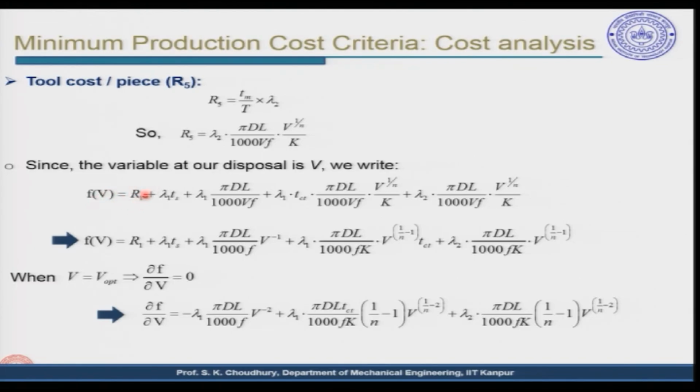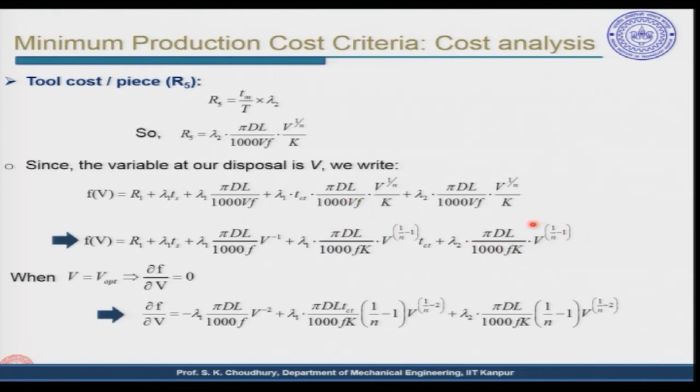That is equal to R1, which is independent of the cutting velocity, R2 which is independent of the cutting velocity, which is given by delta lambda 1 into Ts, R3 this is the machining time that we have already calculated, R4 this is the tool changing time cost per piece, and the tool cost per piece. So, all these we found out, we sum them together, and we say that this is a function of the cutting velocity, which is basically the cost per piece. So, therefore, we will segregate it in terms of V to the power minus 1, V to the power 1 by n minus 1, and so on.